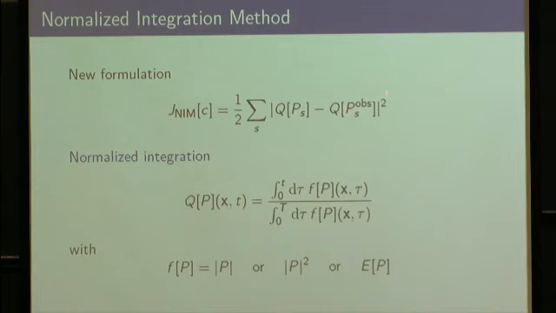So instead of minimizing the differences between observed and computed data, I minimize the difference between a modified version. And what is this modification? Well, I integrate from 0 to time t of, let's say, a norm of p. So let's say it's a square of p, square of the data. And here it's divided by the same quantity from 0 to the final time.